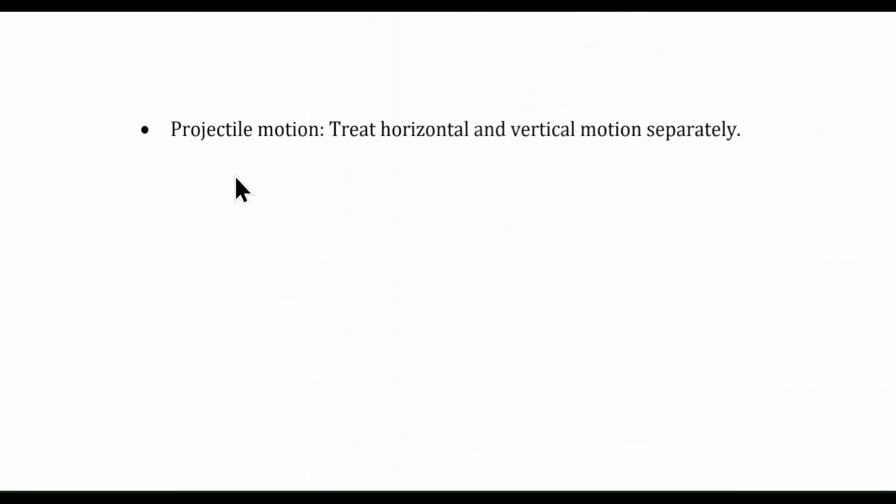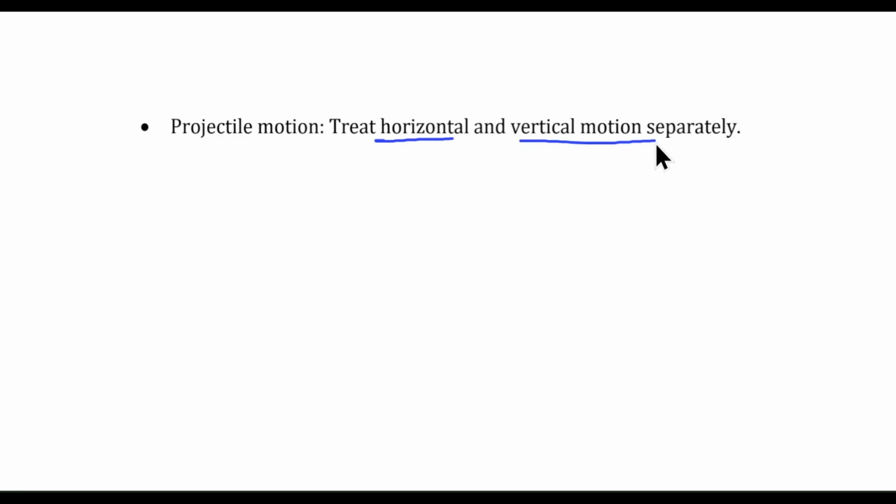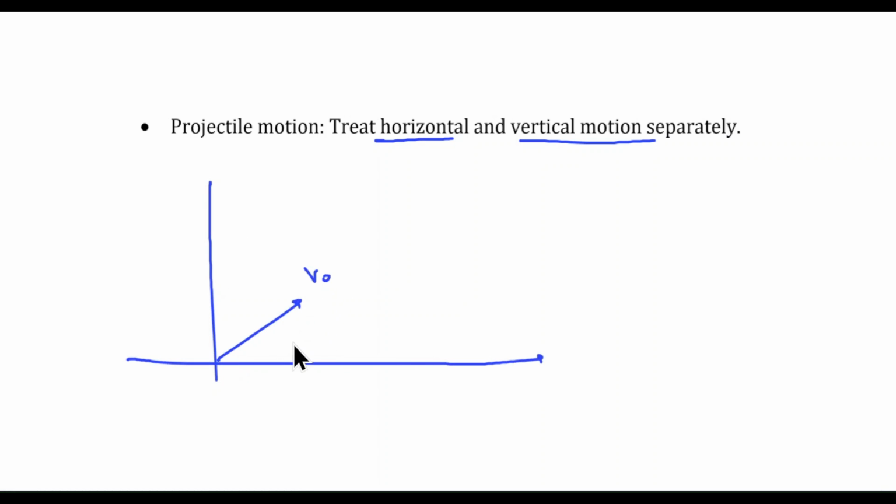Next is projectile motion. Remember, projectile x and y both are changing simultaneously. You have to resolve components. You have to treat x and y components separately. If this is v naught that is thrown at some angle, you have to make sure that you divide it into v naught cos theta and v naught sin theta so that you analyze vertical and horizontal components separately.